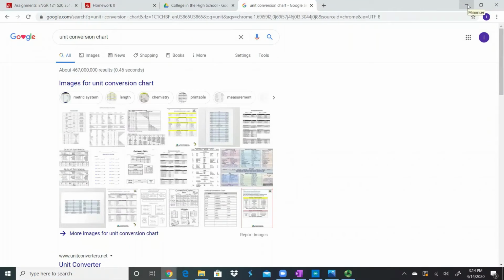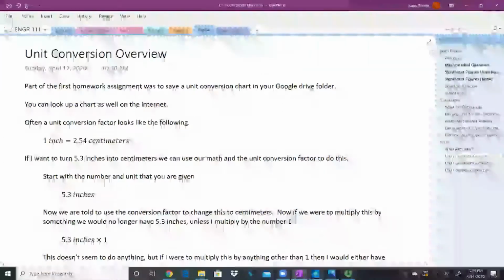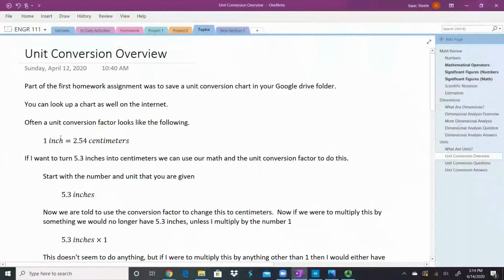Number one, make sure that it has the conversions you want on it. But number two, make sure you understand how the chart works. I pulled off just one of these conversions, and that is 1 inch equals 2.54 centimeters. When you look at these charts, a lot of times it's going to be something along these lines, where one thing equals another thing in some other unit. So if I want to turn 5.3 inches into centimeters, we're going to need to use some math and then some conversion factor to do this. I've given you the conversion factor here, and now we're going to talk about how to work through this process.